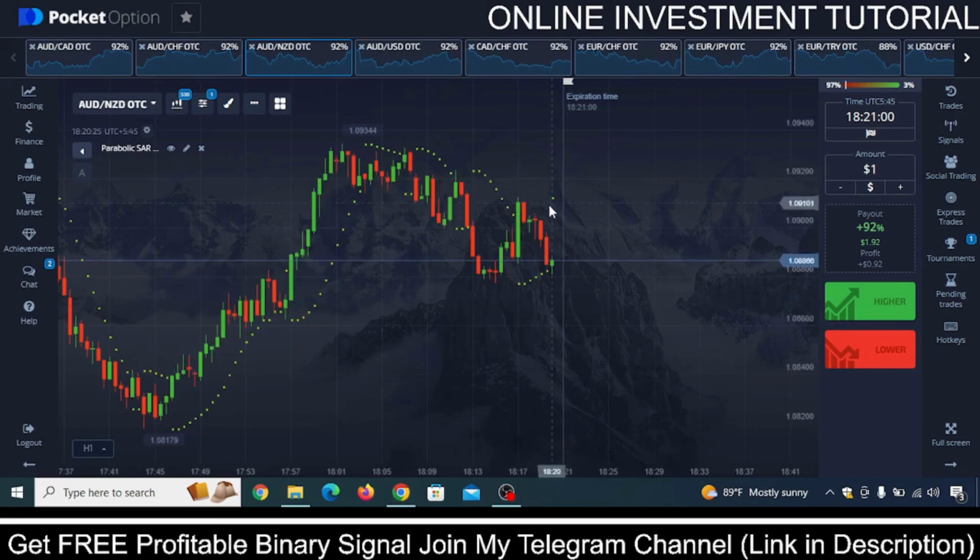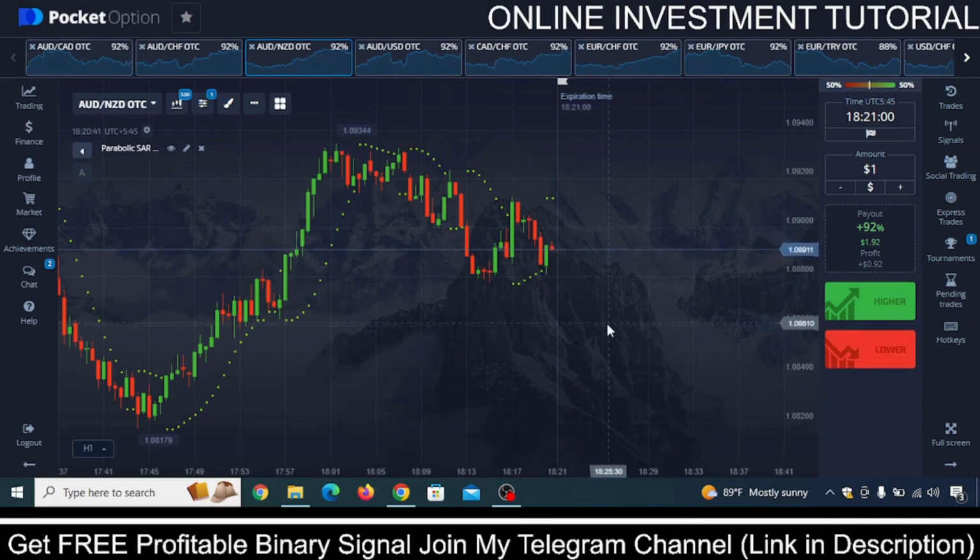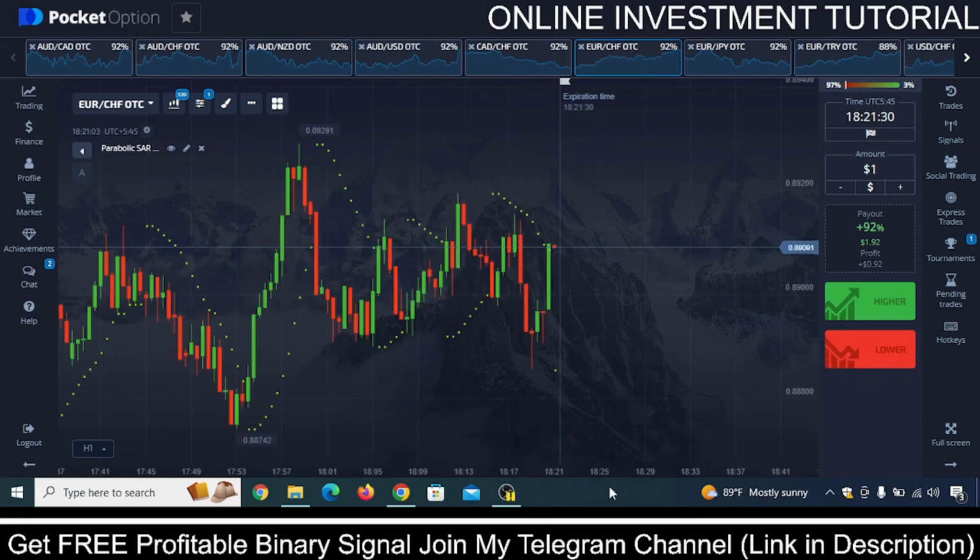Here you can see one dot has formed and the market is near this level, but it is rising up again, so I will not make a trade in this condition. Here you can see two dots were formed. If the market was at this level, then I could have easily made a trade by clicking on lower, and my chances of being right would be higher. Let me show in another market. Here one dot has formed, and another dot will form near this dot, so I'll make a trade by clicking on higher whenever another dot appears here. Let's wait for some time.